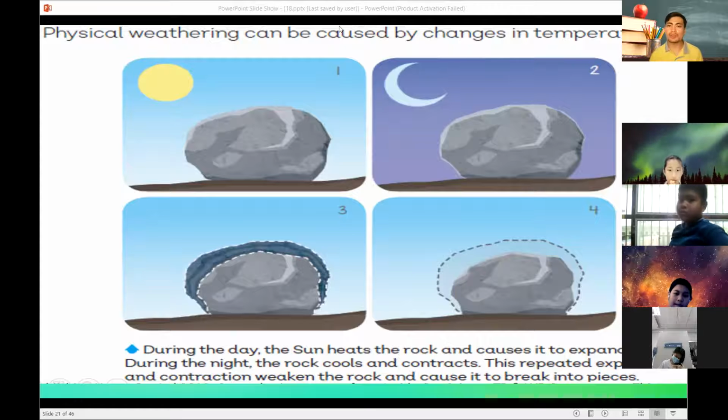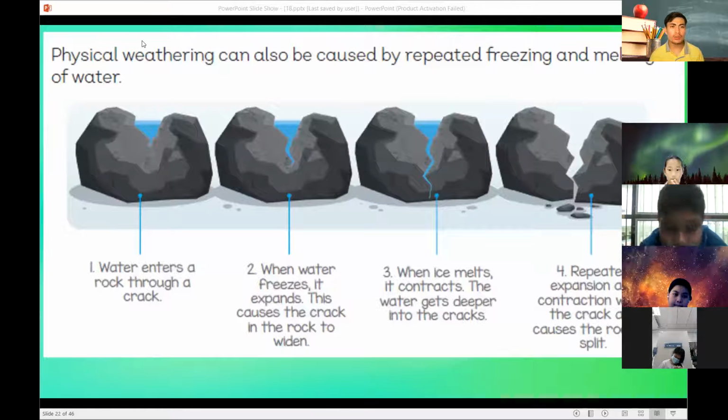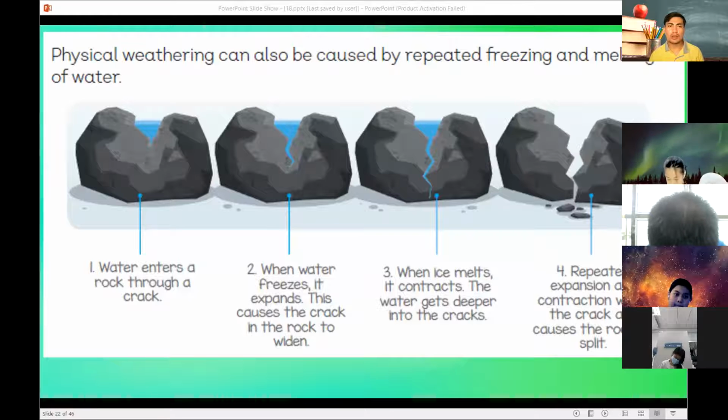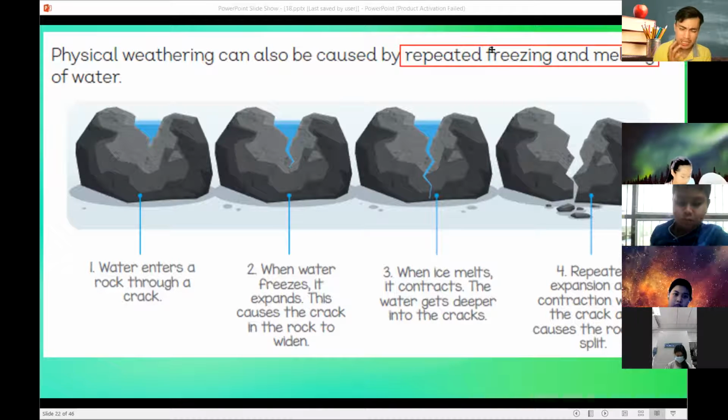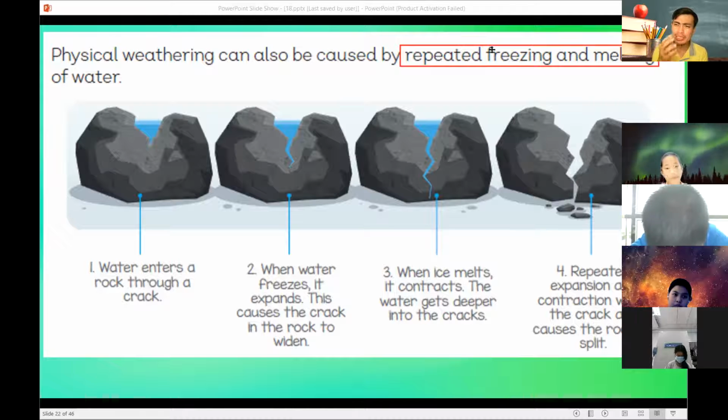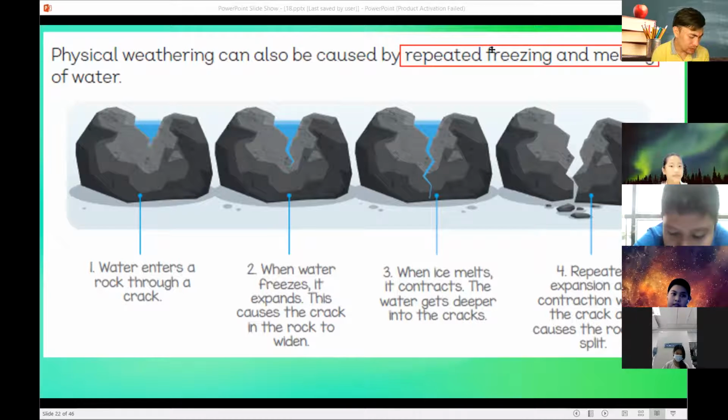No more? All right. So let's continue on the next picture, or the next diagram, that is being shown in your book. The next factor here is all about the water. It says here in your book, repeated freezing and melting. What is freezing again? Can you explain what is freezing in simple English?